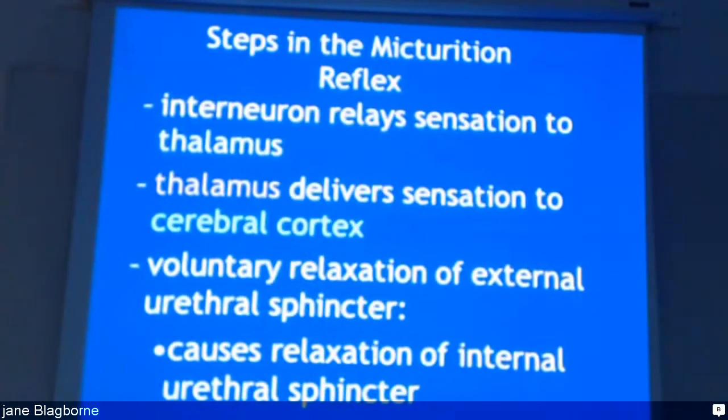Okay. So back to our neuro again. The interneurons relay the sensation to the thalamus. The thalamus delivers it to the cerebral cortex. And then there's voluntary relaxation of the external urethral sphincter and the relaxation of the internal urethral sphincter as well. So it's stimulated through our neurological system.